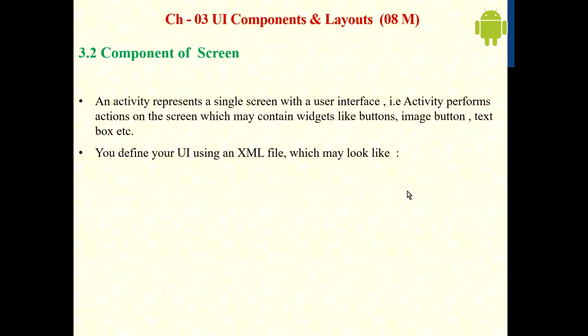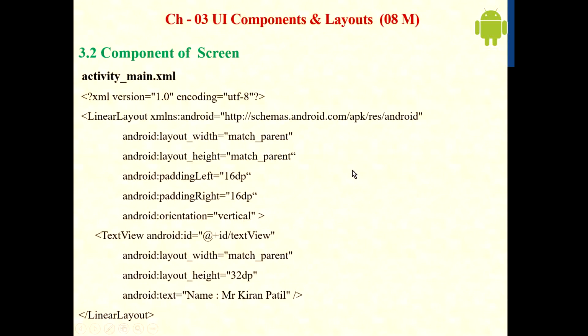So first start with components of a screen. Okay, an activity represents a single screen with a user interface. That is, an activity performs actions on the screen, which may contain widgets like button, image button, text box, etc. Okay, you define your UI using an XML file which may look like this.